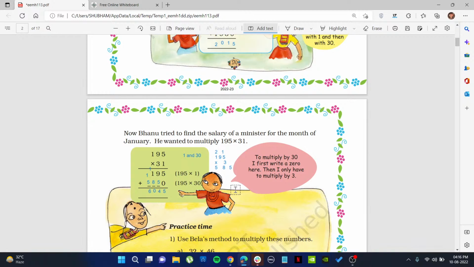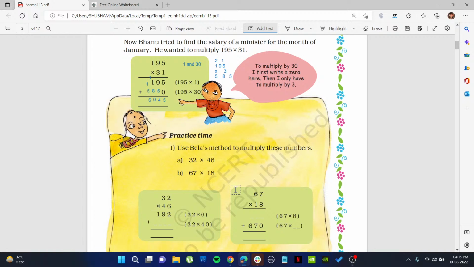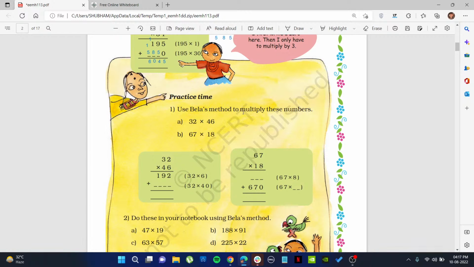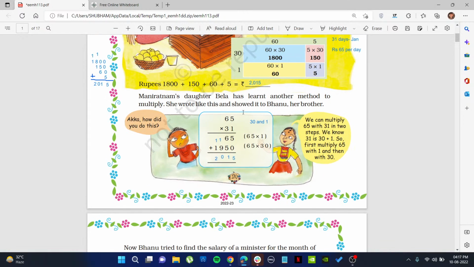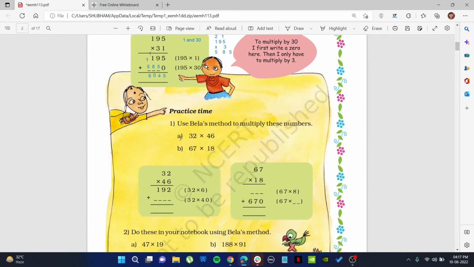Okay, in this way we can perform such multiplication by following this method. I hope it must be clear to you. Now let's have some practice. It's practice time. So here it is given that use Bela's method to multiply these numbers. So what is Bela's method? This column method of multiplication is Bela's method. So let's use this method in multiplying the given questions.